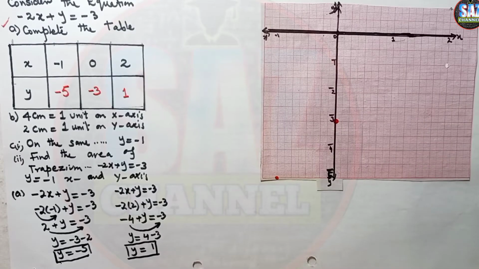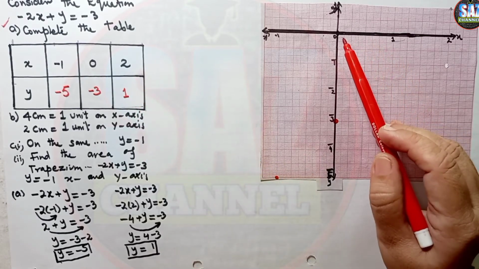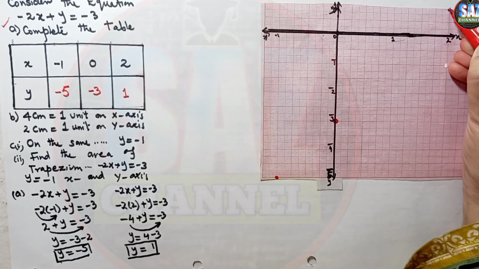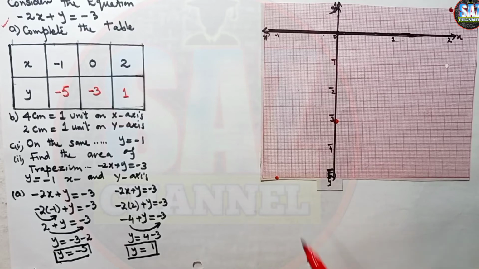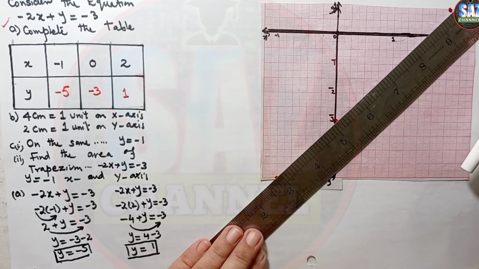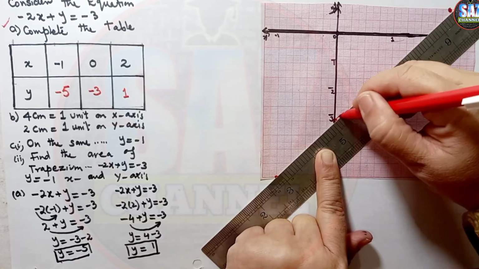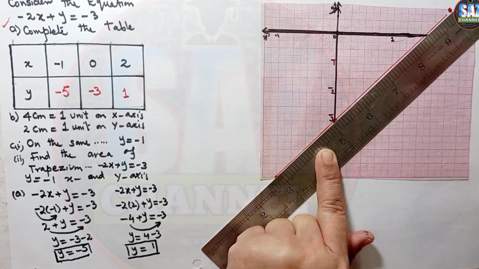And now when x is 2, y is +1. First reach at x equals 2 and y equals +1. So the point will be coming at this place. Now we have marked these 3 points on the graph paper, and we have to join these points carefully with the help of a ruler, and they will form a straight line. Be careful. Okay, let me join the points. Okay, and we are getting the straight line. This is the required line that we are getting by plotting these points.